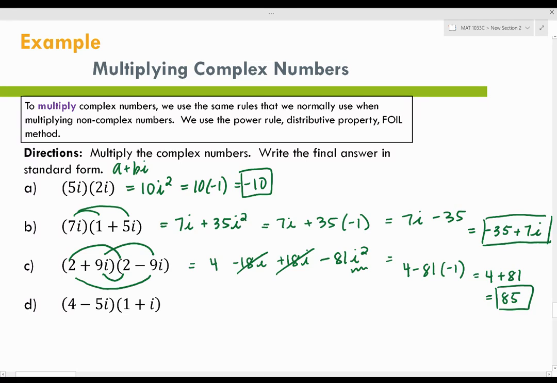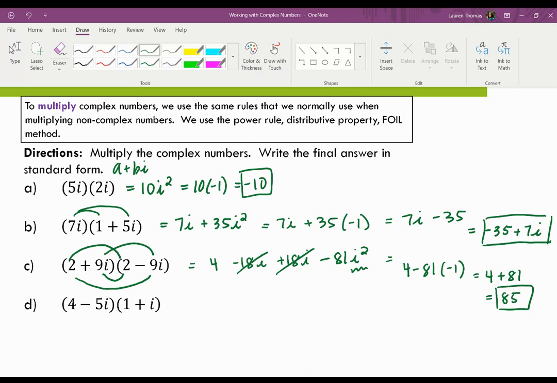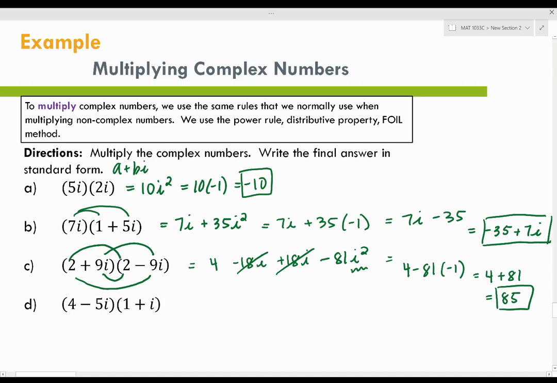Okay. All right. The other thing, if you guys notice that the binomials in C, those were conjugates. So remember, conjugates have the same front and back term, but one has a plus in between the two and one has a minus. So remember, anytime you're multiplying conjugates together, the middle terms, the O and the I of FOIL, are going to cancel. So just in case you forgot, C is an example of conjugates. Okay. All right, let's look at D.